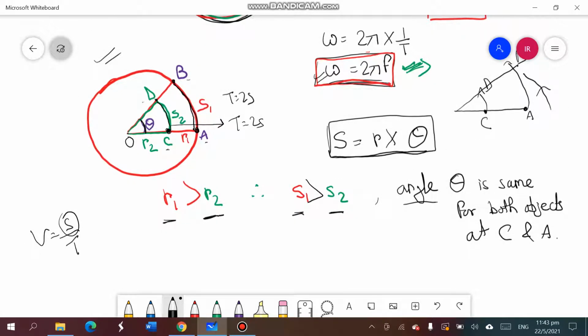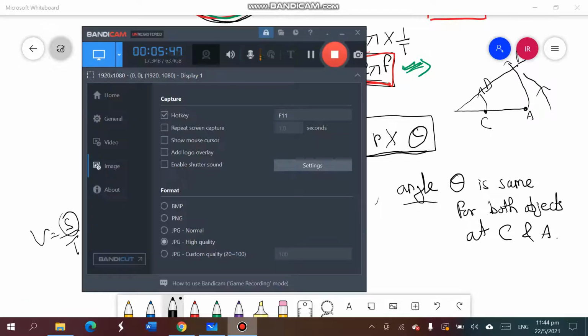So as we can see, S1 is larger and S2 is smaller, but even though the distance was larger, it took the same time. It took 2 seconds to go from A to B, and it took 2 seconds to move from C to D. Now here comes the question. If A to B is larger in distance than C to D, how did they cover different distances in the same time period, right?